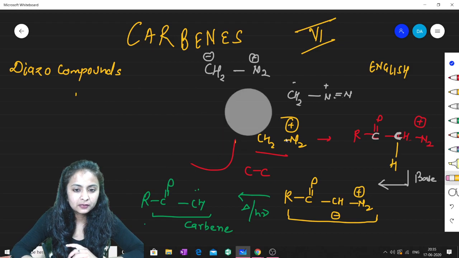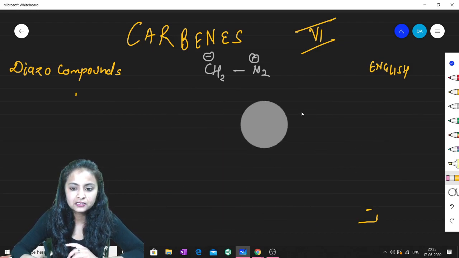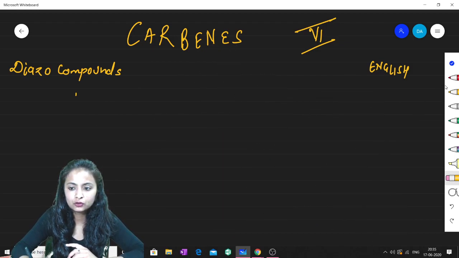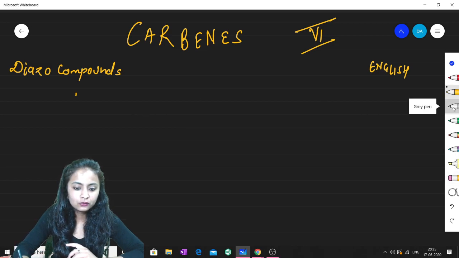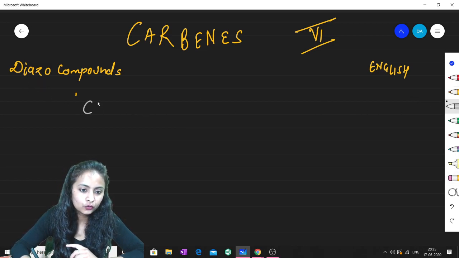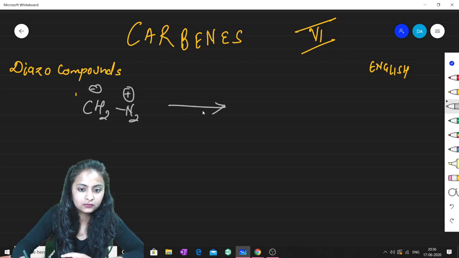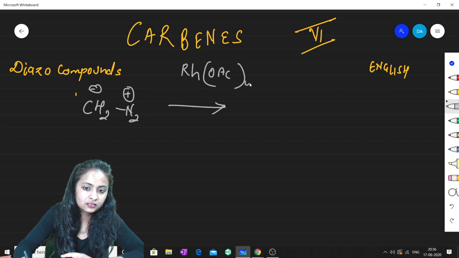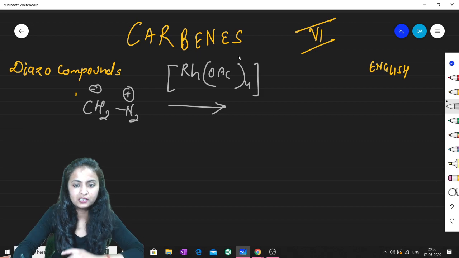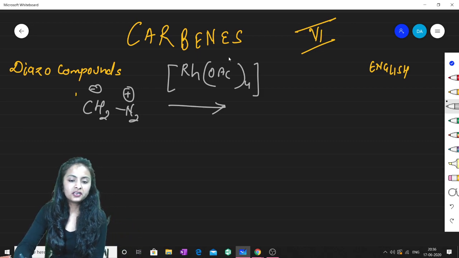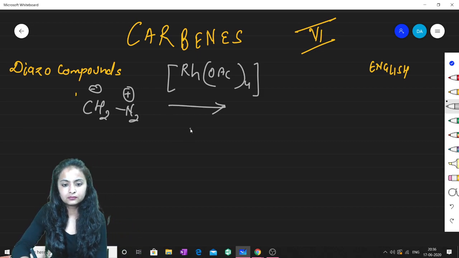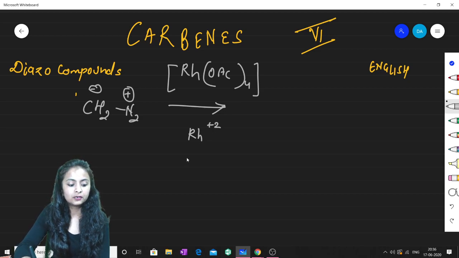Okay, so let me give you some more examples. I hope this part is very much clear to you all. It was not complicated, it was easy. So now the next thing is, if I want to prepare carbenes using some metallic reagents, say rhodium. There are some examples of rhodium, Rh2(OAc)4. This is a very good reagent and very common nowadays for competitive exams. This is rhodium in +2 state basically.